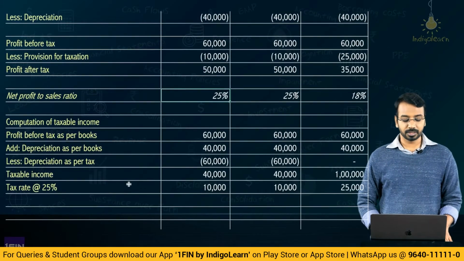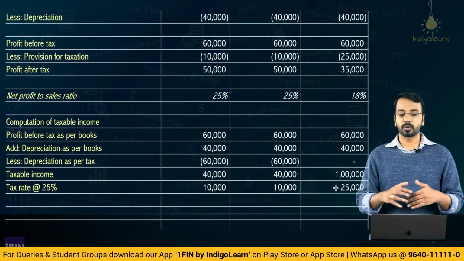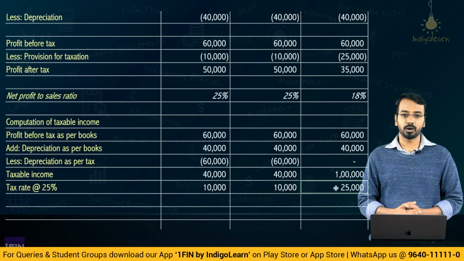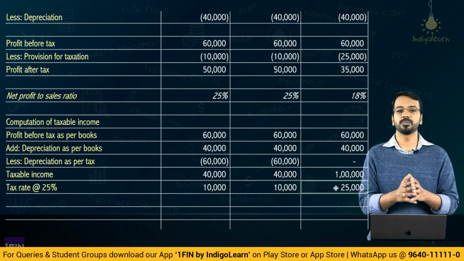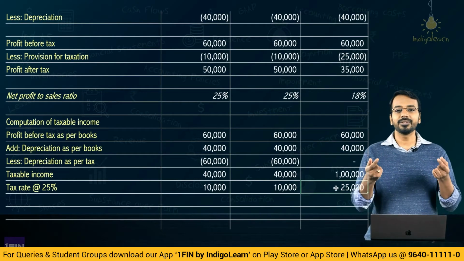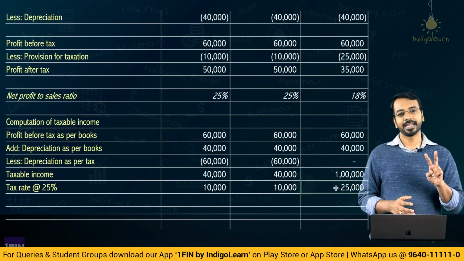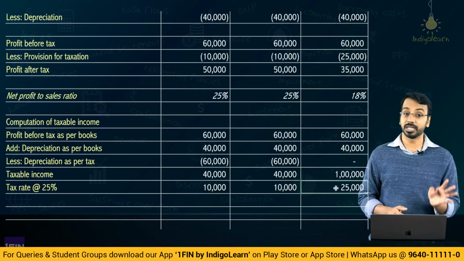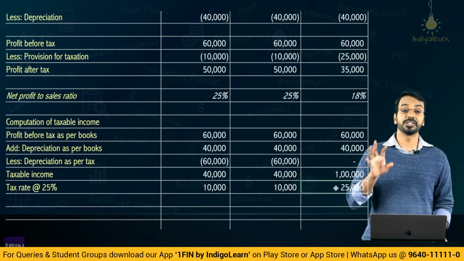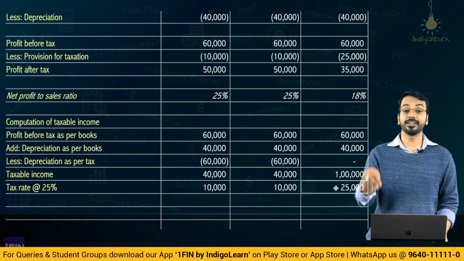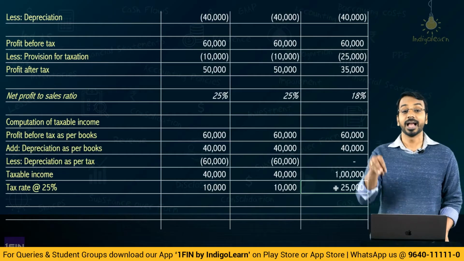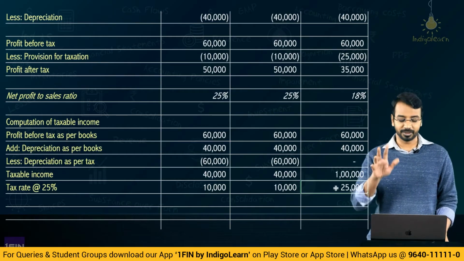So coming to this, the difference in net profit has come only because of the difference in taxable income, and that has arisen because of the timing in which you claim the depreciation. In books, you claim depreciation over a 3 year period. For tax, you claim depreciation over a 2 year period, right? That is why this extra liability or burden has come in year 3. I hope this is clear.